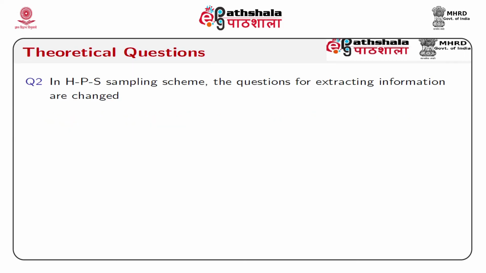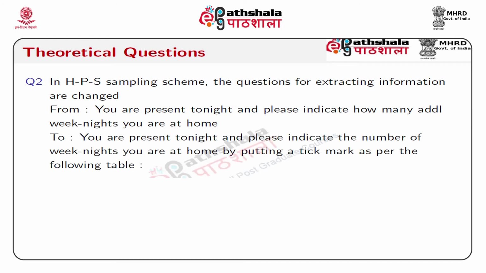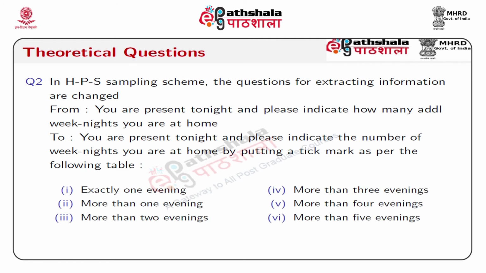In the Hartley-Politz-Simmons sampling scheme, the questions for extracting information are changed from "You are present tonight, please indicate how many additional weeknights you are at home" to "You are present tonight, please indicate the number of weeknights you are at home by putting a tick mark as per the following table." Exactly one evening, more than one evening, more than 2 evenings, more than 3 evenings, more than 4 evenings, or more than 5 evenings. So, you have to put a tick mark on the appropriate answer. It is like cumulative, as you can see.